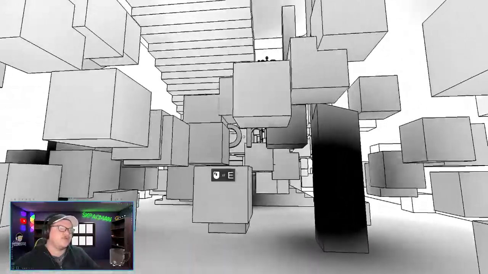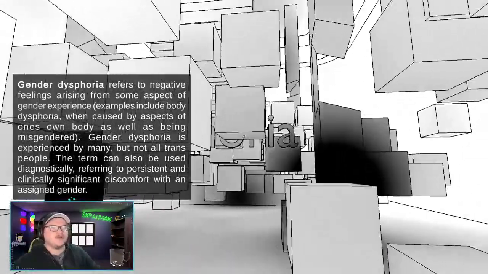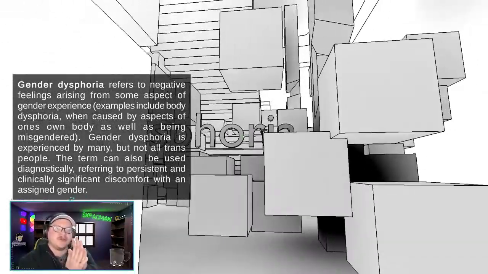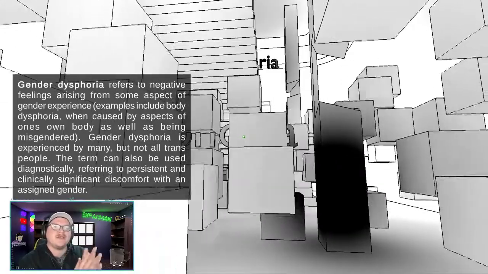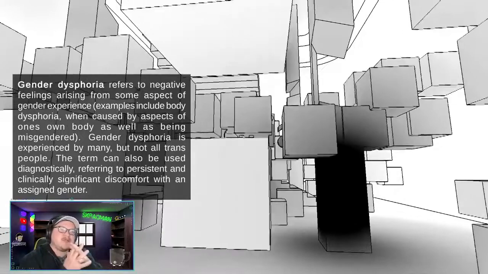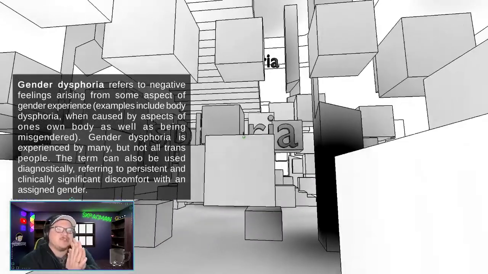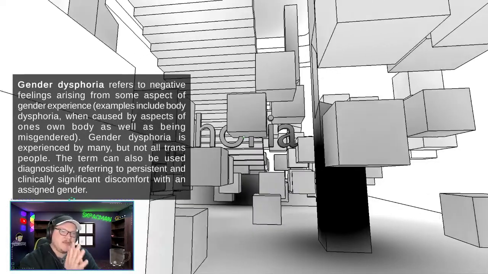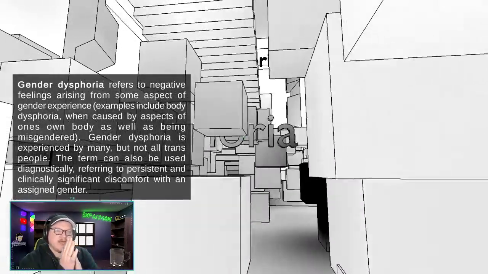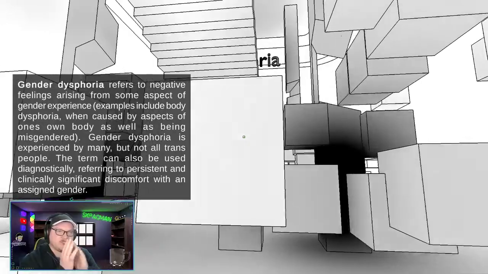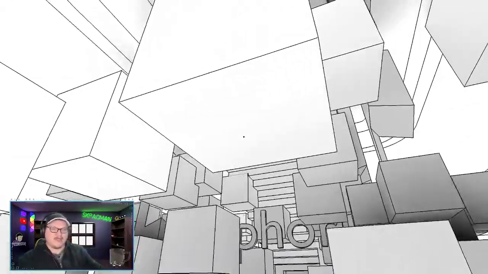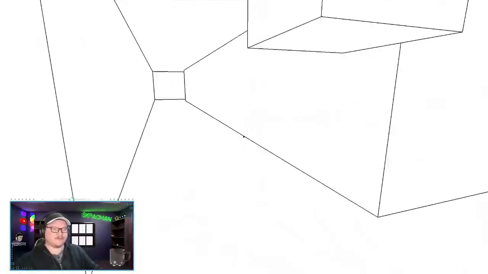And dysphoria, which you can barely read, refers to negative feelings arising from some aspect of your gender experience. Examples include body dysphoria, when caused by aspects of one's own body, as well as being misgendered. Gender dysphoria is experienced by many, but not all trans people. The term can also be used diagnostically, referring to persistent and clinically significant discomfort with an assigned gender.